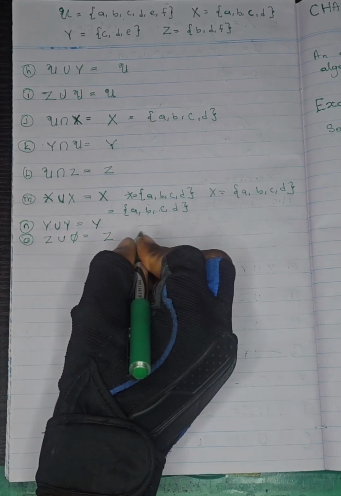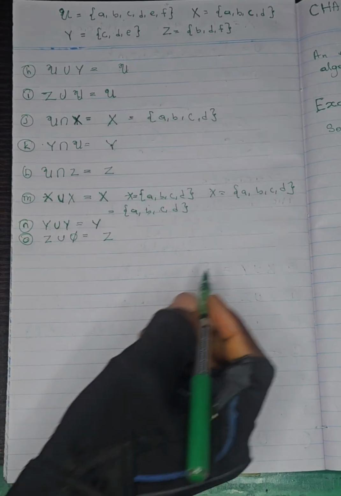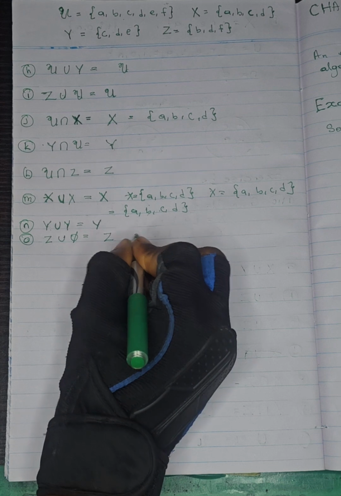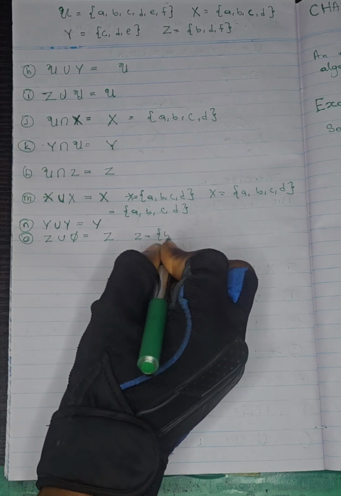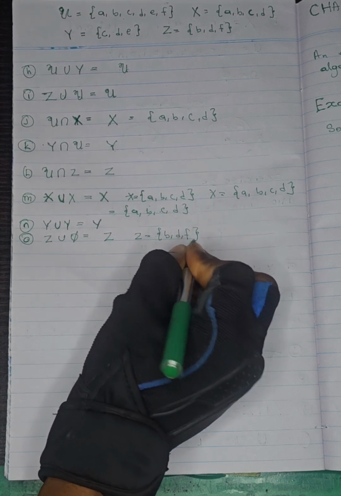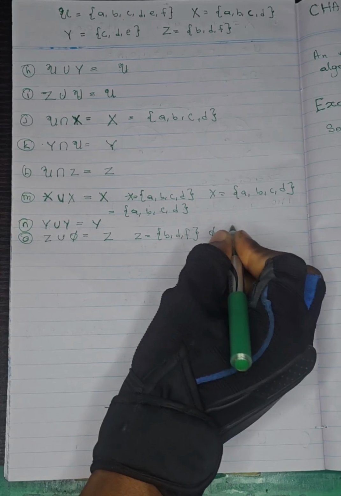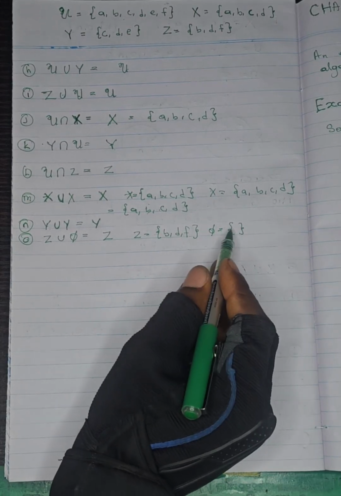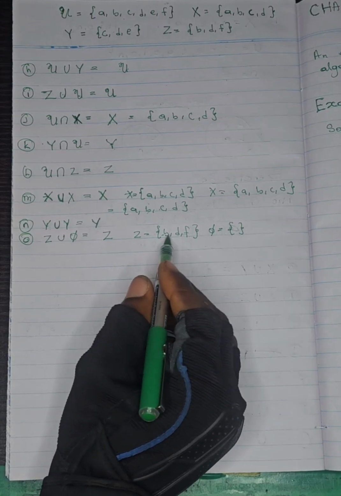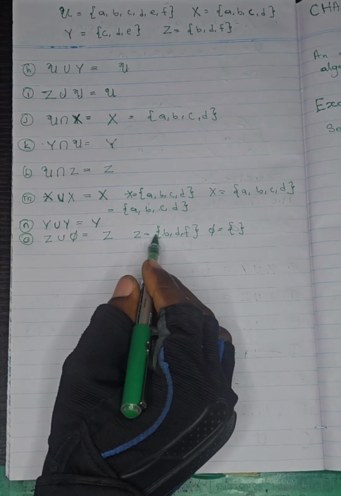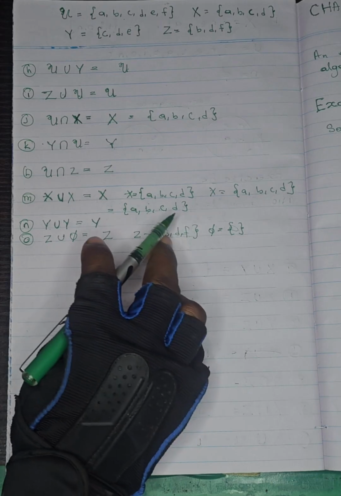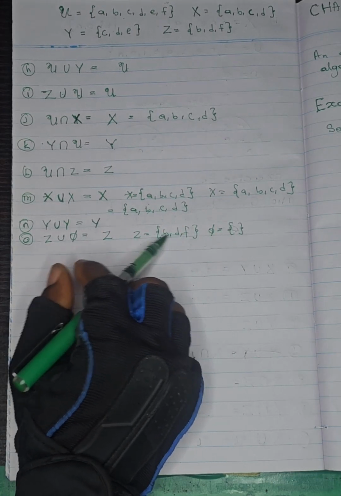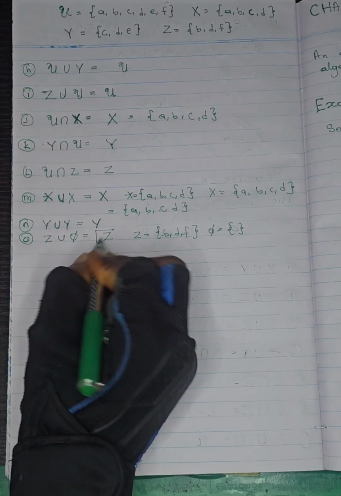Explanation. You have Z here, and you are solving for the union with an empty set. Let's say Z is B, D, and F, and you have an empty set, which is a set that has nothing inside. So just know that the union is what you have in Z, because union is what either set has. Here nothing is here, but this one has these values. So your answer is Z.